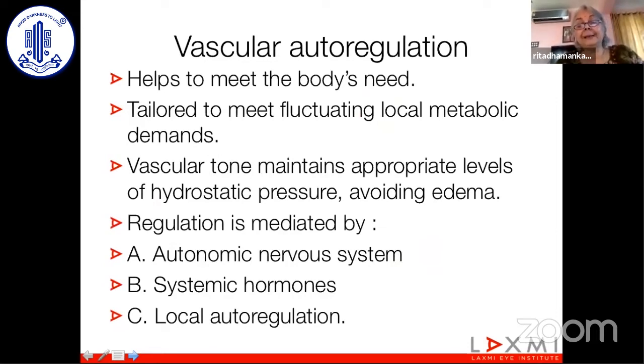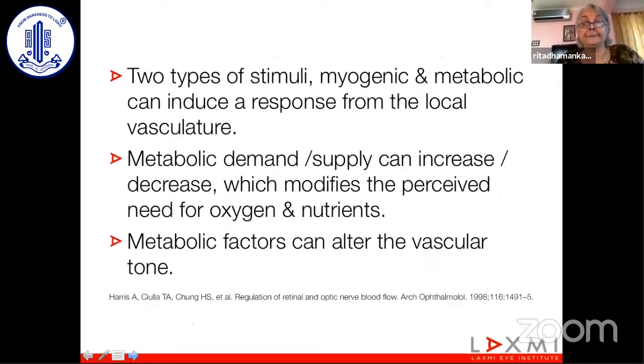Regulation is mediated by three phenomena. You have the autonomic nervous system, you have the systemic hormones, and you have local autoregulation. Now, there are two types of stimuli for local autoregulation, which are myogenic and metabolic, and these can induce a response from the local vasculature. So the metabolic demand or supply can increase or decrease, which modifies the perceived need for oxygen and nutrients. And that is how you can either get an increase in your blood supply or decrease in your blood supply. Metabolic factors can then alter the vascular tone.